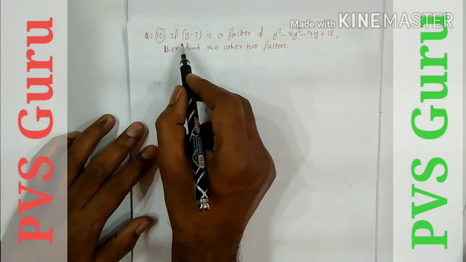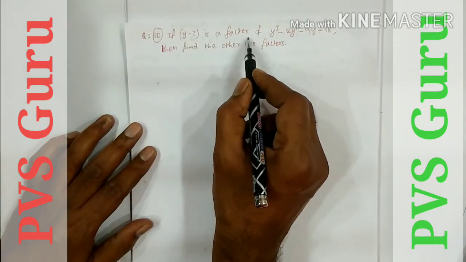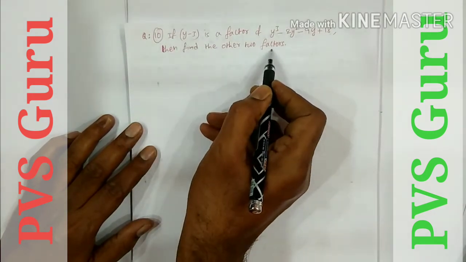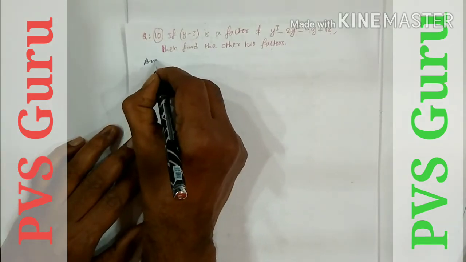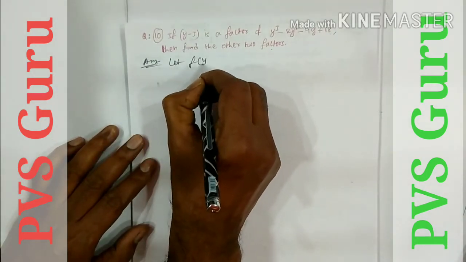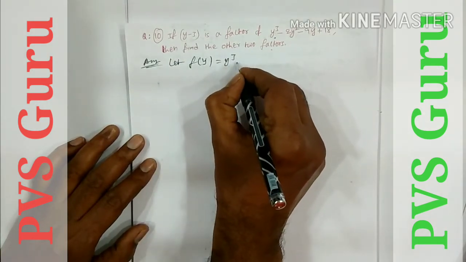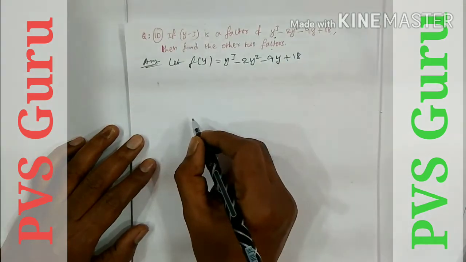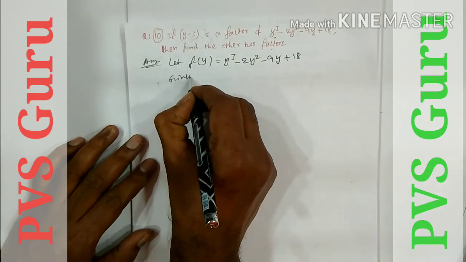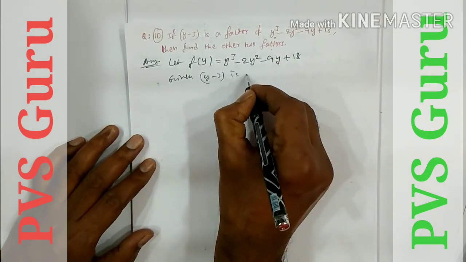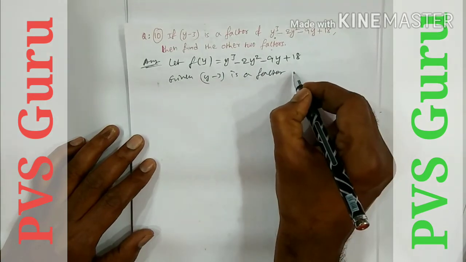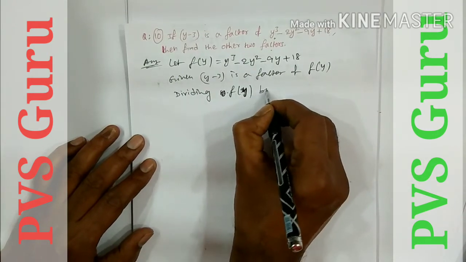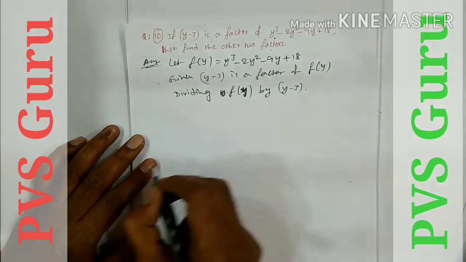Then question number 10. If y minus 3 is a factor of y cube minus 2y square minus 9y plus 18, then find the other two factors. So your answer is: let f of y be this polynomial, y cube minus 2y square minus 9y plus 18. Given y minus 3 is a factor of f of y, we divide f of y by y minus 3.